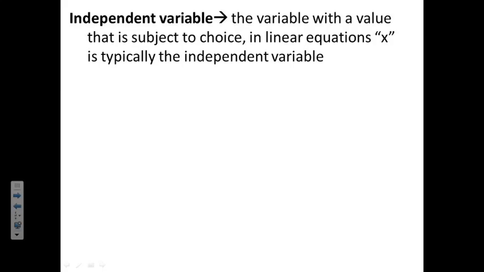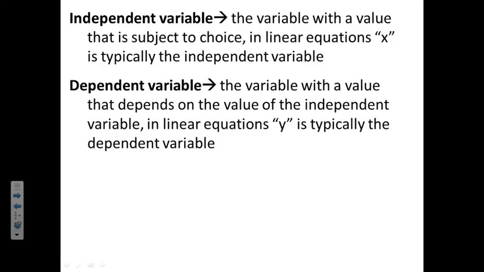Okay, the independent variable, this is the variable with a value that is subject to choice. And this is what we had to fill in our notes, subject to choice. In linear equations, x is typically the independent variable. We also started talking about, and in the future we're going to talk about, that this is the value that we put into a function, so we call it the input. So it's the x, it's the input, and it's the one that's subject to choice.